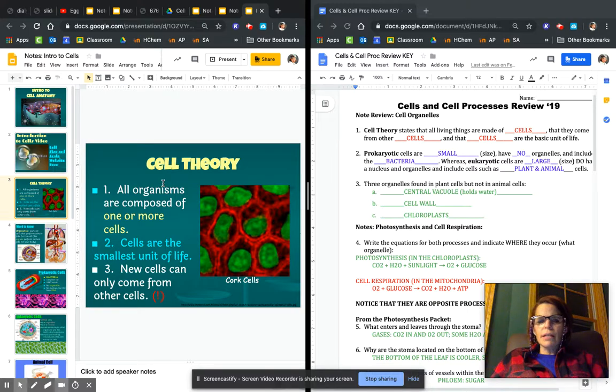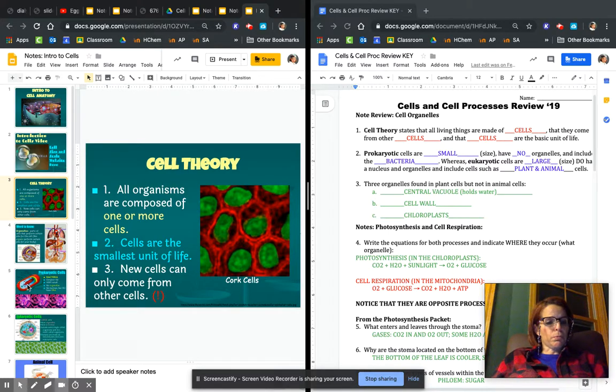So cell theory basically says that all living things are made of cells. Cells are the basic unit of life, and cells come from other cells. The puzzling part about that was, where does the first cell come from, KJ? And remember, science doesn't really have an answer to that.